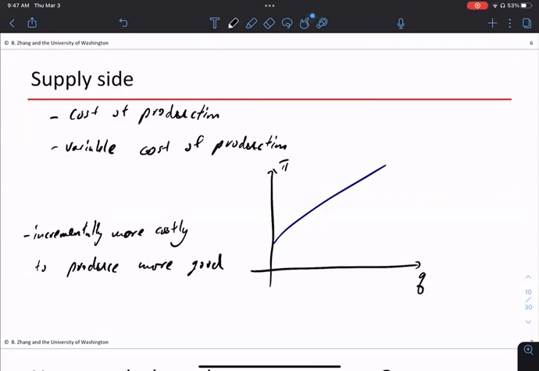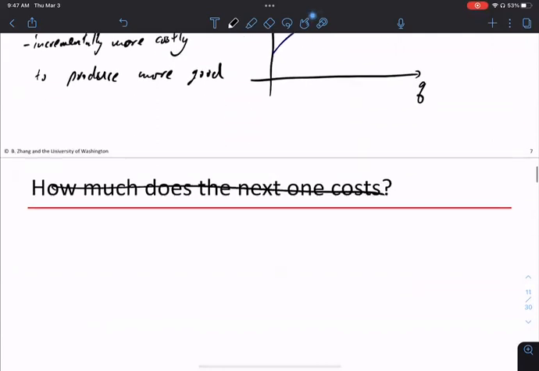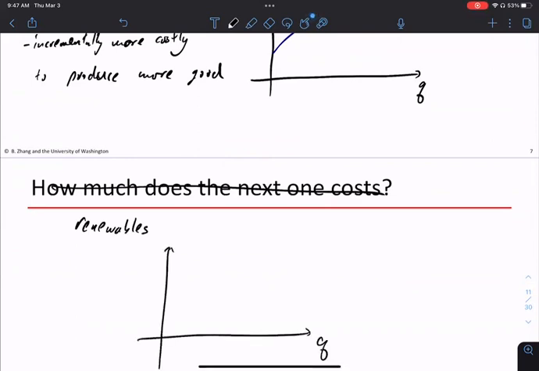The exception to this is, let's see, if you look at renewables. What does the supply side curve look like for renewables? Basically it's 0 up until a point where it's infinity.